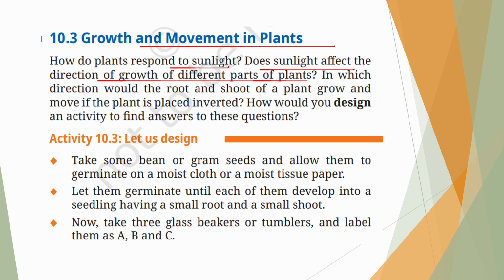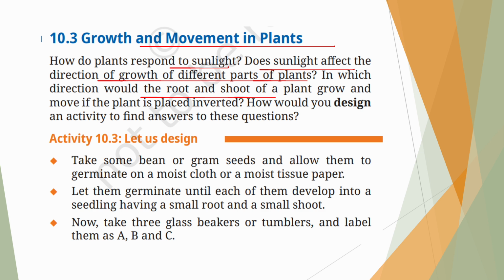In which direction would the root and shoot of a plant grow and move if the plant is placed inverted? Generally, shoots grow towards the light source and roots generally grow away from the light source. What will happen if the plant is placed inverted? How would you design an activity to find answers to these questions?